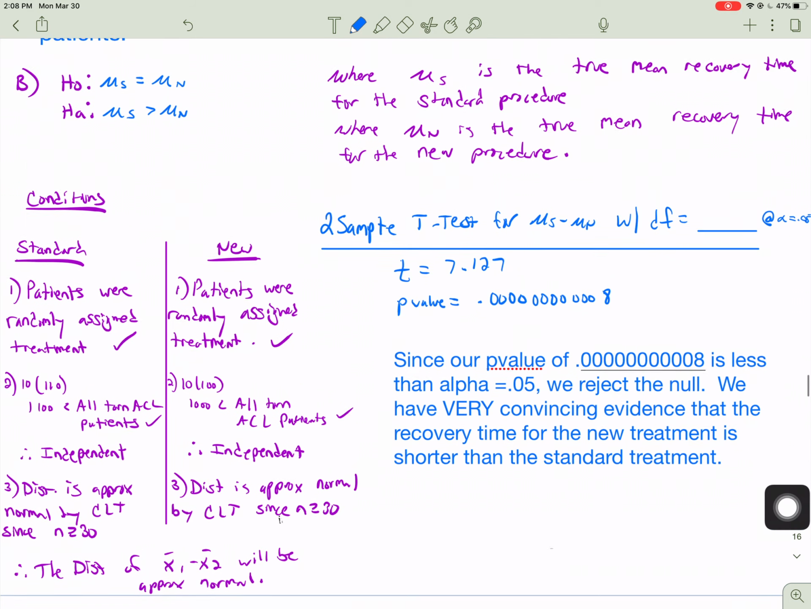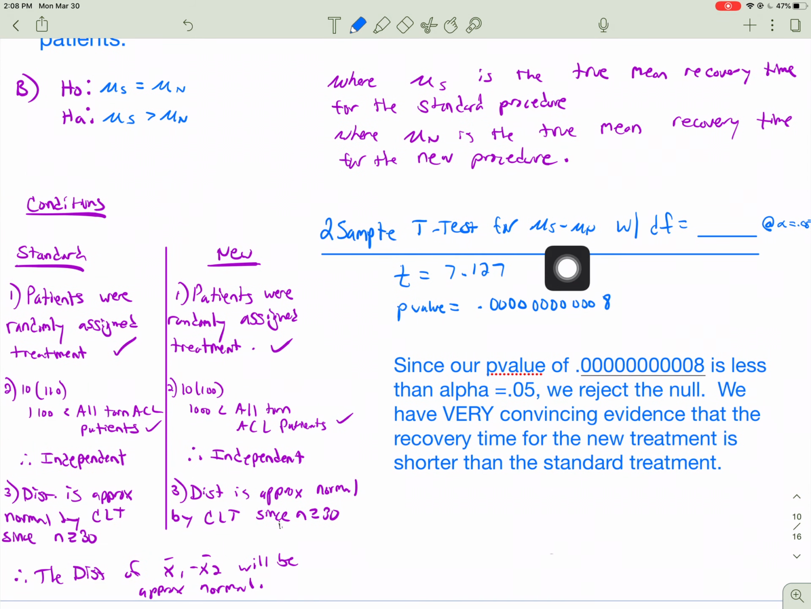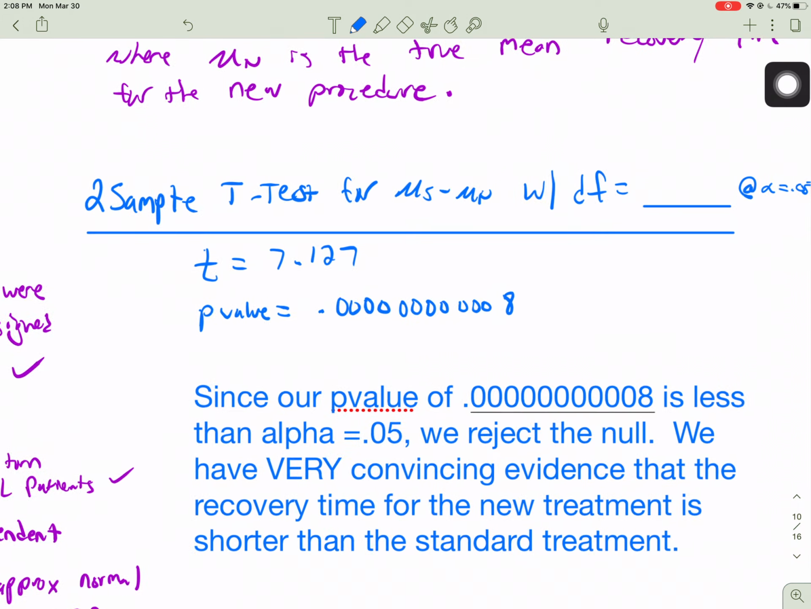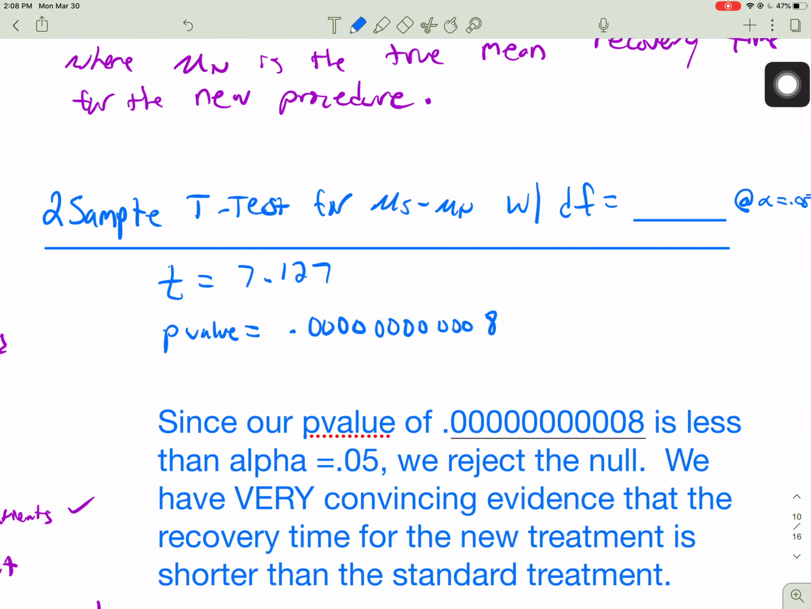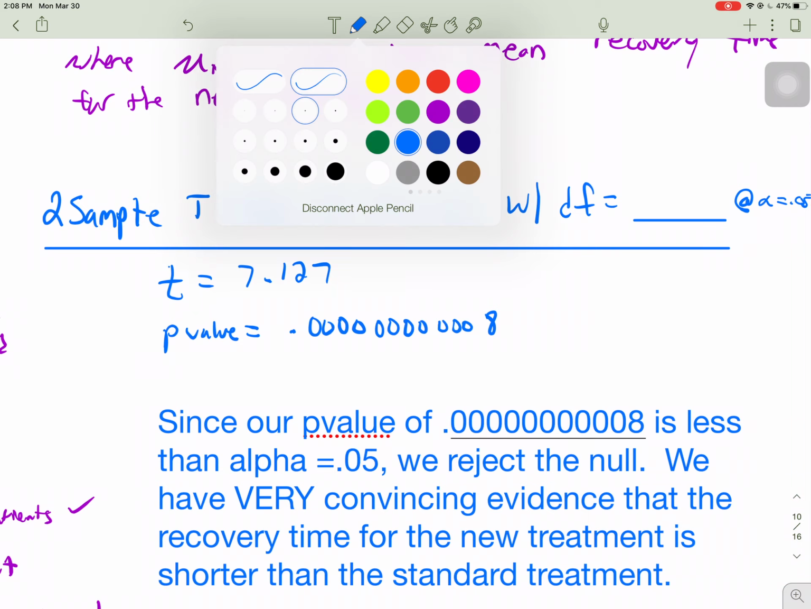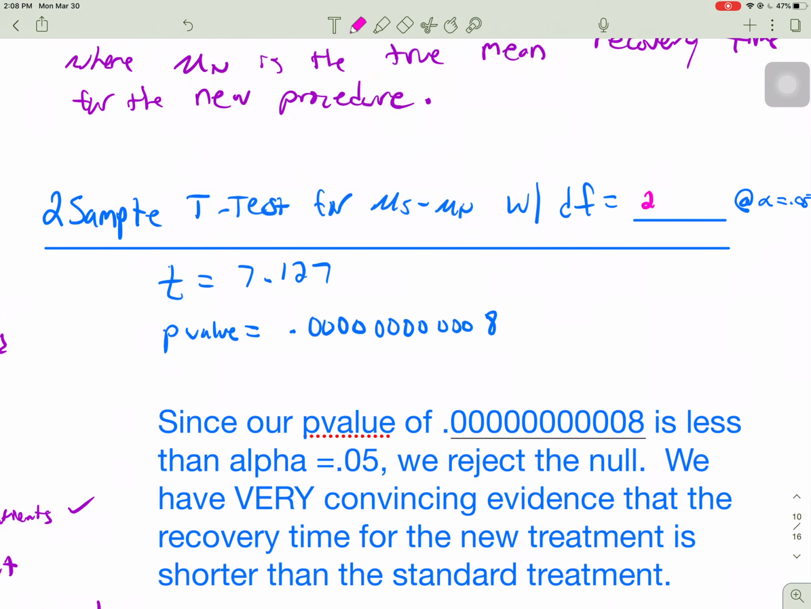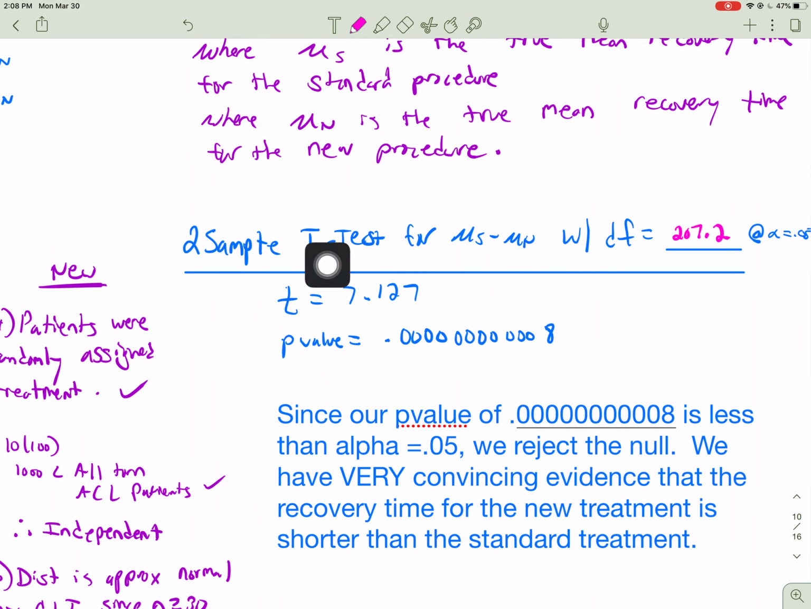So we're doing a 2-sample t-test for mu sub s minus mu sub n with degrees of freedom. Well, I need degrees of freedom because it's t, but remember, I don't get this until I do it in the calculator, and when I did it in the calculator, I entered all this information, and I got 207.2. Right? I got a t test statistic that was very large, 7.127, a p-value of, I think it was 8 times 10 to the negative 12th, so it's 11 zeros, I believe, right?